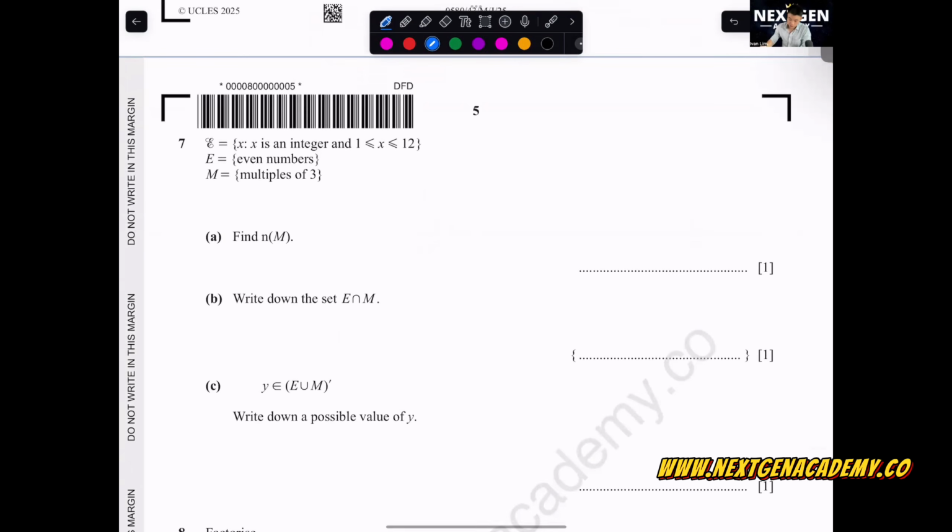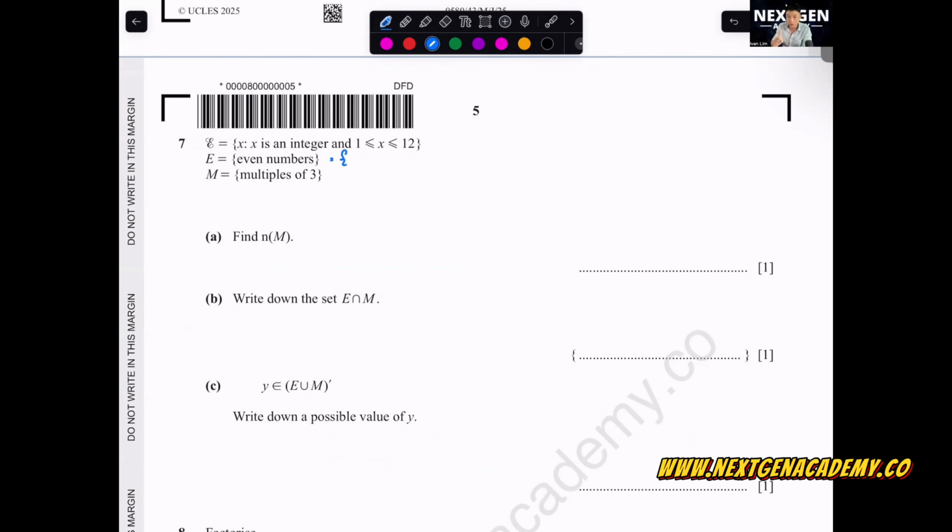Okay, let's go to question number 7. Do you know how to read this? Sets. This is called a universal set. Okay, this symbol. Universal set means what this entire universe has. X. Okay, what is X? X is an integer. An integer means a whole number, inclusive of 1 to 12. So 1, 2, 3, 4, 5, 6, 7, 8, 9, 10, 11, 12. The set E is even numbers. So what I want you to do is write down first, what is your set E?